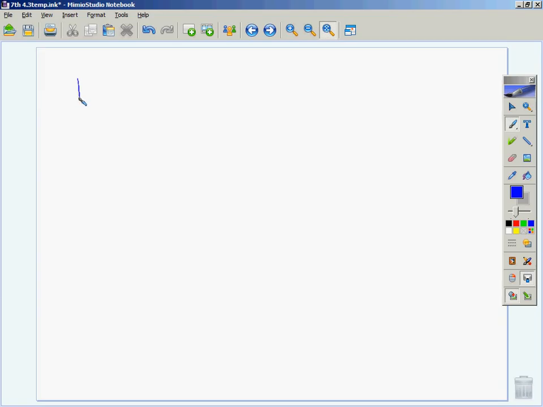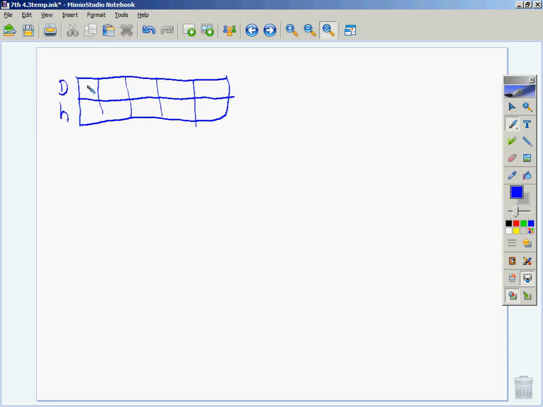Number 7, they asked me to create a table representing days versus hours. 1 day, how many hours? 24. 2 days, how many hours? 48. 3, 72. 4, 96. 5, 120. That's what I had to do for part A.